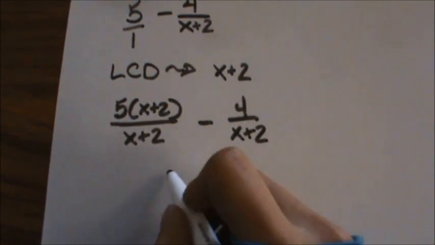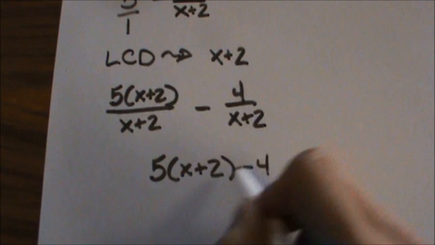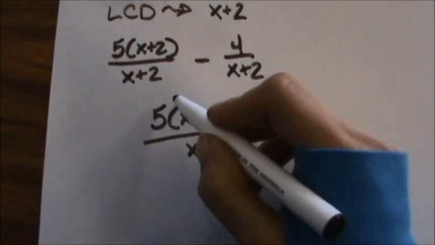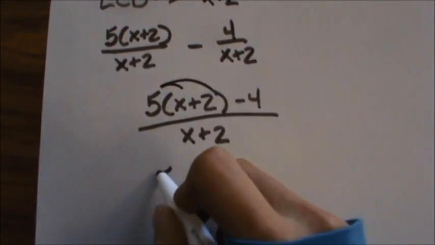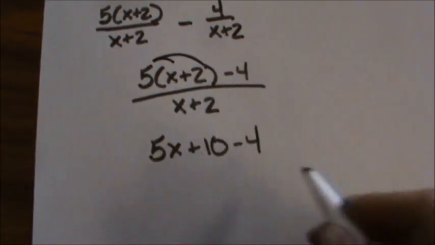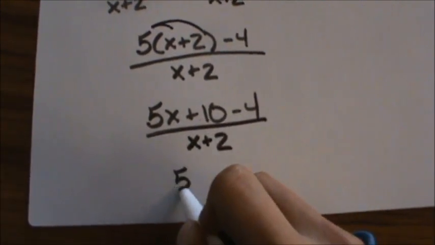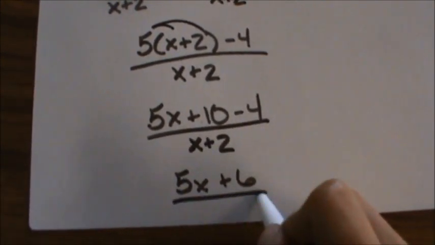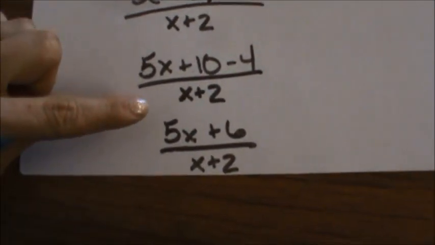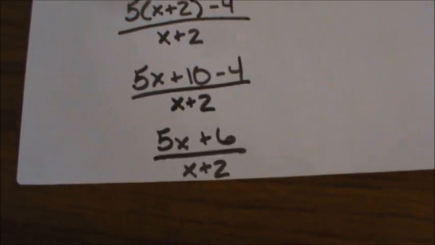Now I can rewrite them into one fraction and do my simplifying. Here I'm going to need to distribute, and there are some like terms to combine. So I have 5x plus 6 all over x plus 2. Before I give my final answer, I need to check if I can factor anything in this numerator. And since I cannot, I'm done.